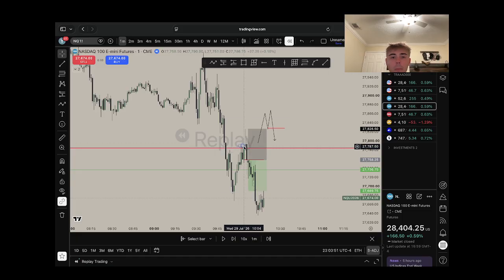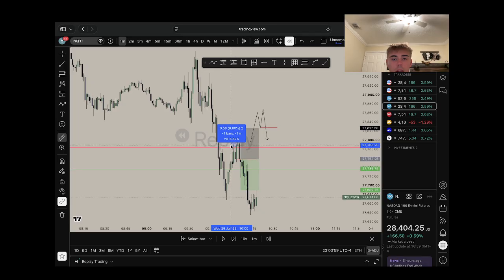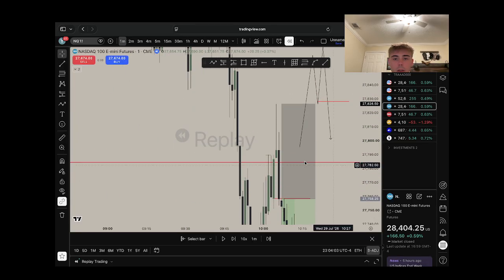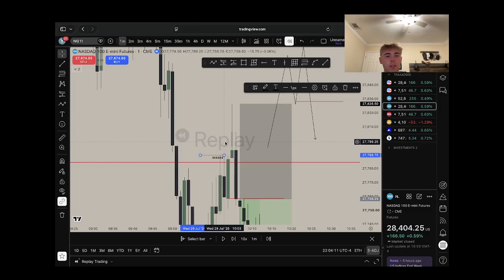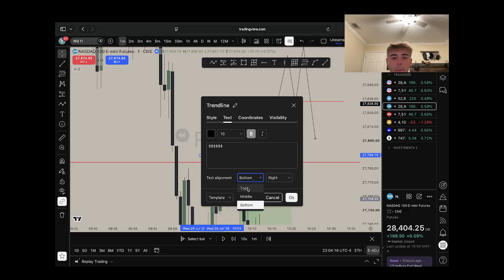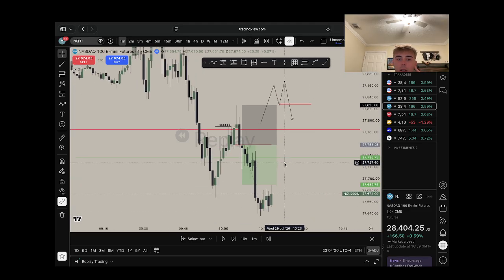So you can always mark out your stop hunt just like this. I always just typically do a line right here. I don't know why it keeps doing this. I have to zoom in. And then I just mark it out like this and put some money signs like that. Liquidity sweep. Okay. So this is typically how I'd mark it out right here.